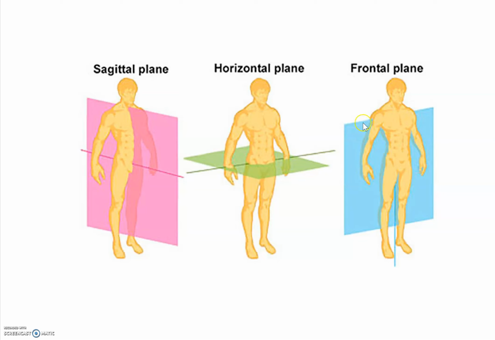And finally, we have the horizontal or transverse plane right here. So the transverse plane or horizontal will cut you into superior and inferior. And in this plane, you perform circumduction or rotation. So anything like a Russian twist would be done in the horizontal or transverse plane.